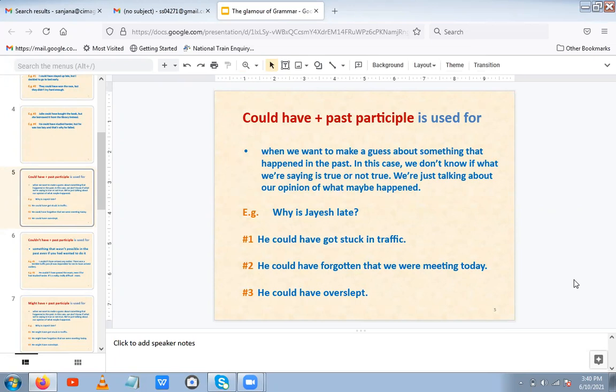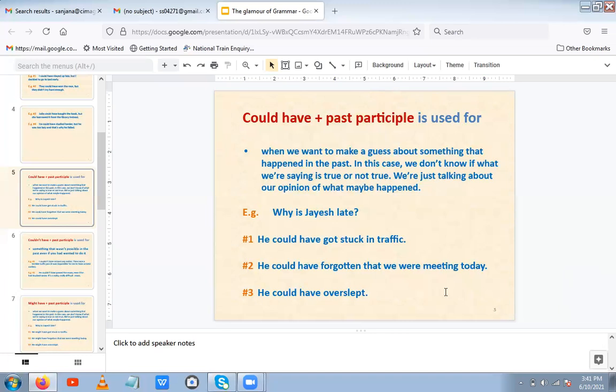Could have plus past participle is used when we want to make a guess about something that happened in the past. In this case, we don't know if what we're saying is true or not true. We are just talking about our opinion of what maybe happened. Why is Jess late? He could have got stuck in traffic. He could have forgotten that we were meeting today. He could have overslept.